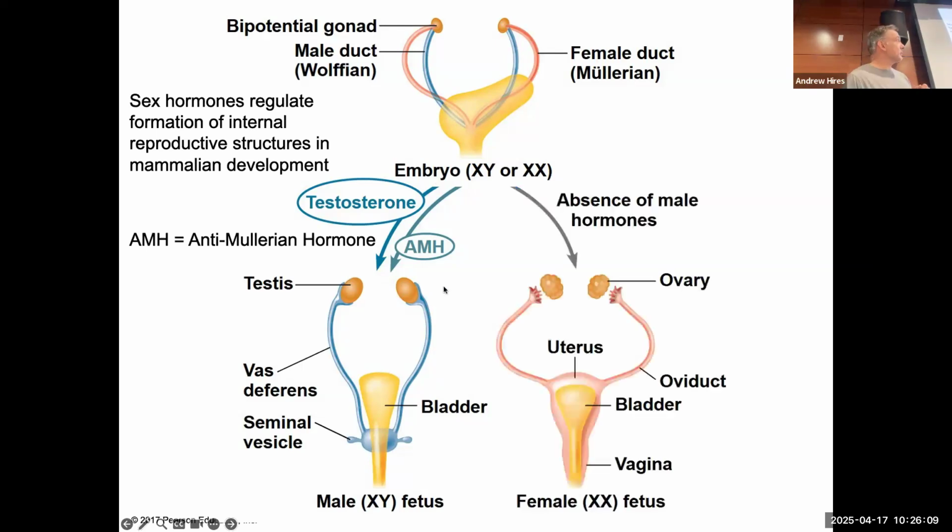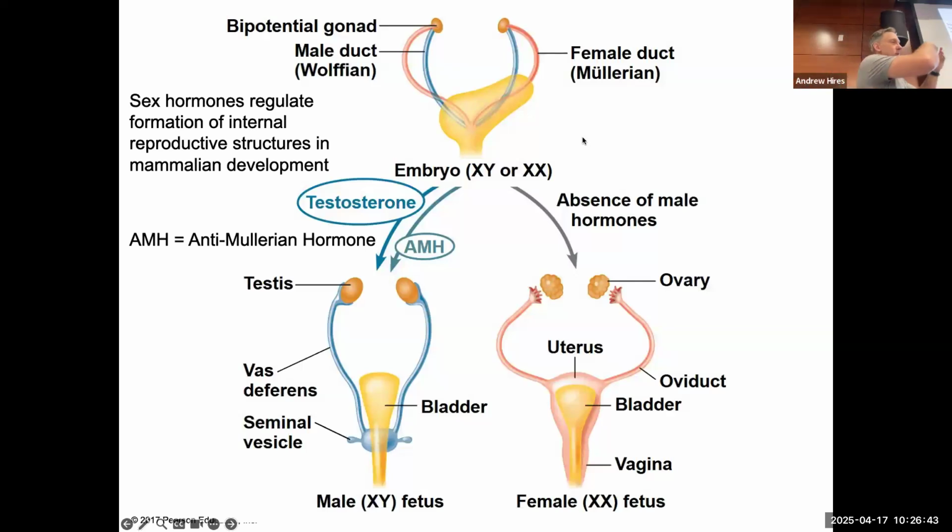Then, in the absence of male hormones, if you never turn on the SRY gene, if you never generate large amounts of testosterone, then these bipotential gonads will differentiate into ovaries. The Mullerian ducts will differentiate into the oviduct, the fallopian tubes, and we'll see the development of the vagina and uterus, which are connected to these female ducts. So 2 different paths, XX or XY.